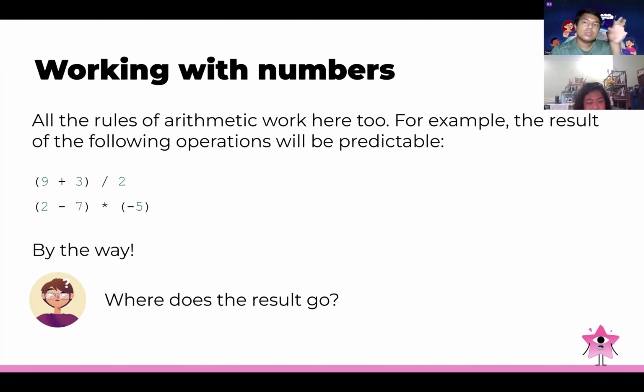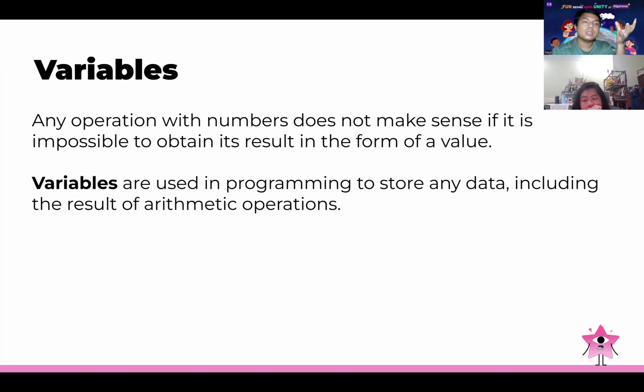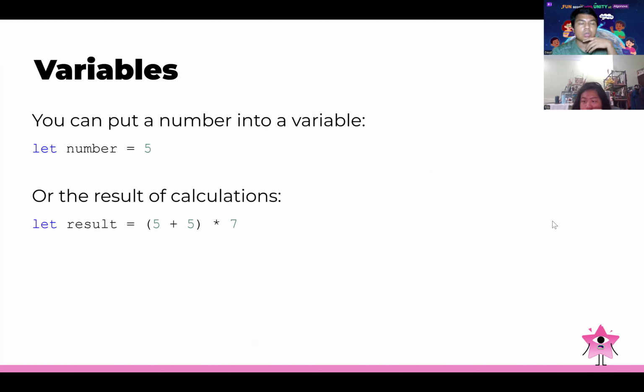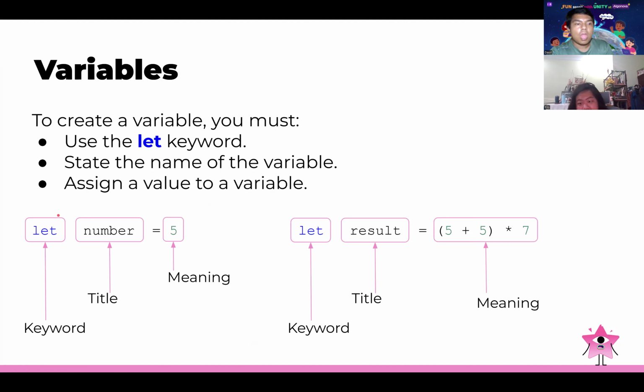If you want to make arithmetic operations, how can you store them? The variables come in here. A variable stores values. So how can we make a variable in JavaScript? You put let, then the name of the variable, then the equals sign, and then the value itself. Use the let keyword, state the name of the variable, and assign a value to it.